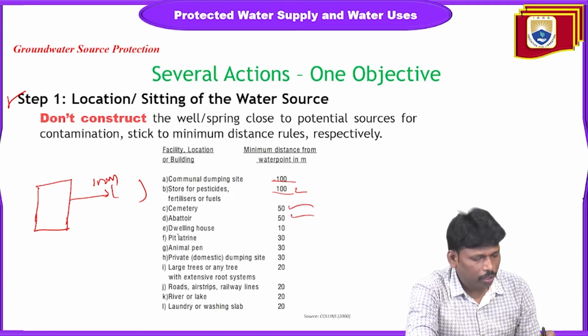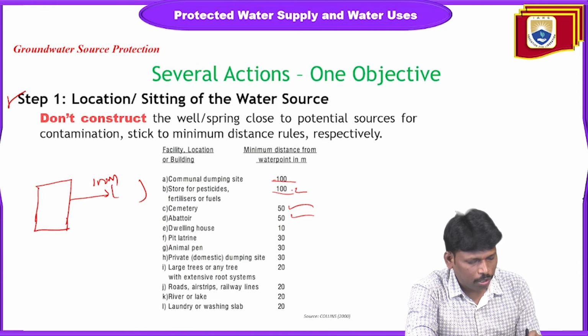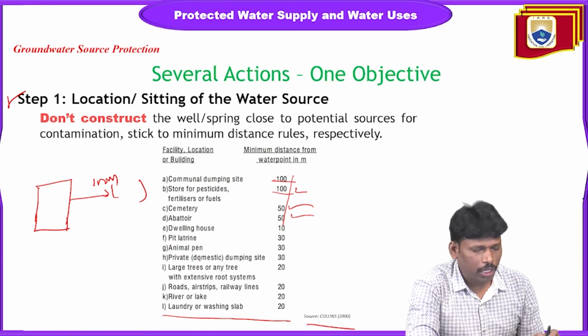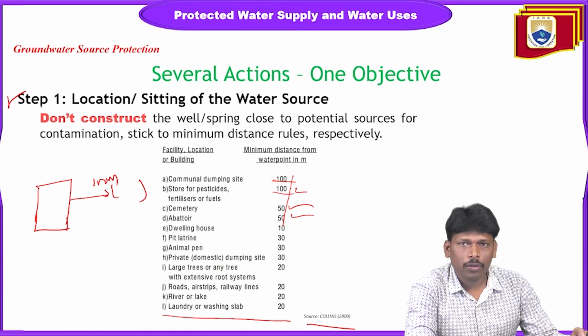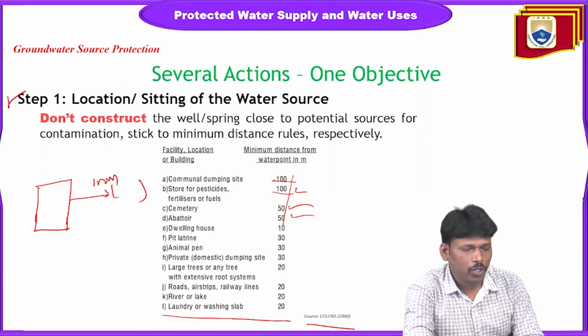And for building a house, pit latrines, and animal pens, some proper minimum distance is given. We need to follow this. Then we can give some protection to our source. This is one of the steps we need to follow while protecting the source.